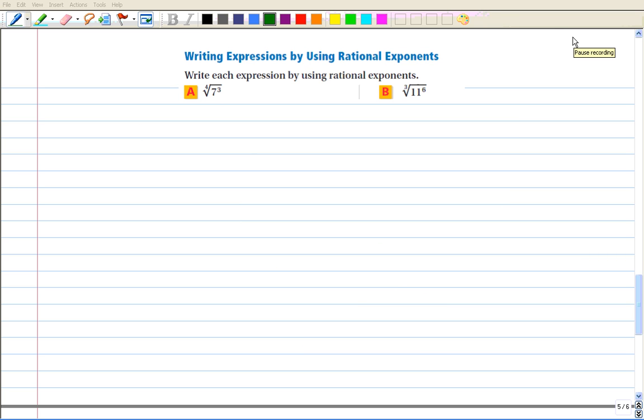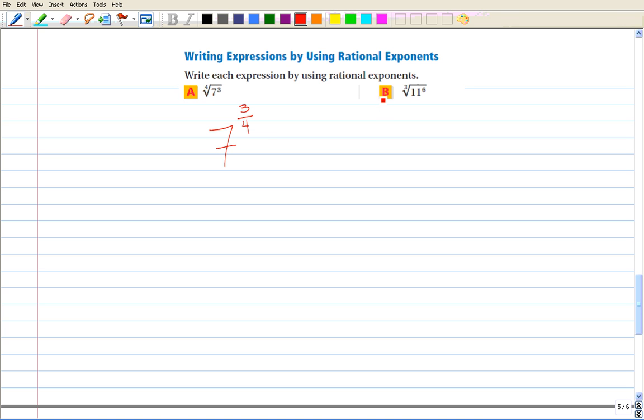Let's practice writing expressions by using rational exponents. In example A, we have the 4th root of 7 cubed. So our base here is 7. Then the index is 4, so that goes on the bottom, and the power is 3, so that goes on the top. So 7 to the 3/4 power. That's how we can rewrite that expression as a rational exponent.